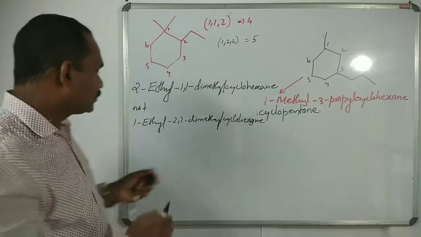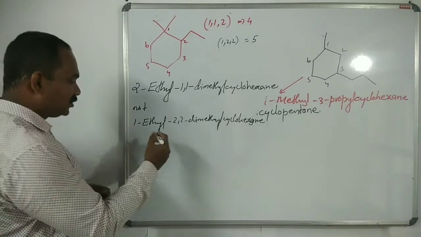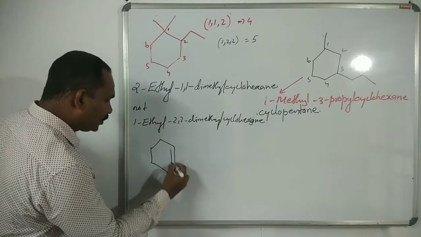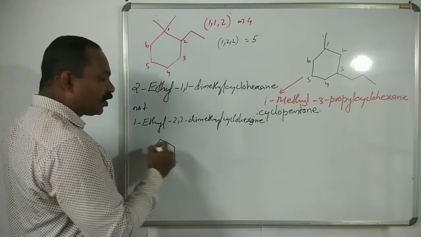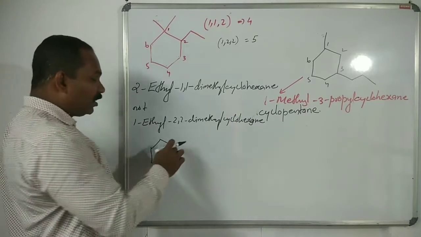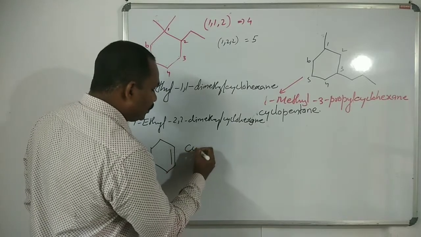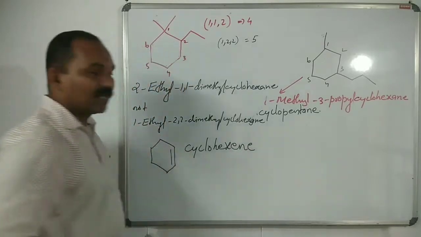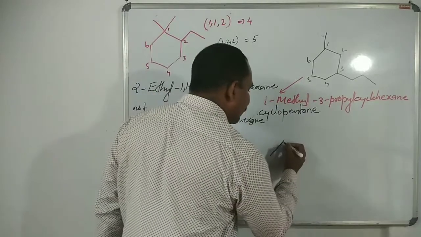Another case is a double bond or triple bond present in the cyclic compound. What is the name of this compound? A cyclic compound with 6 carbon atoms and a double bond between 2 carbon atoms. So ene is the suffix. So the name is cyclohexene.